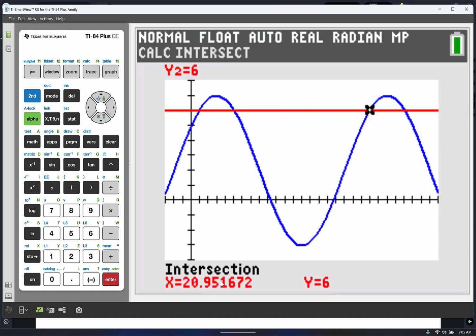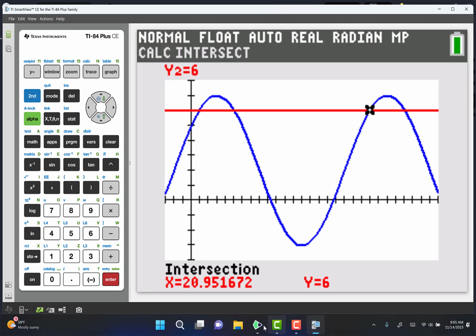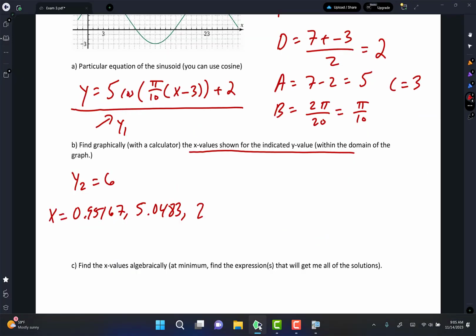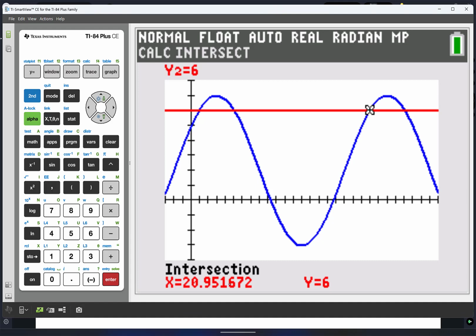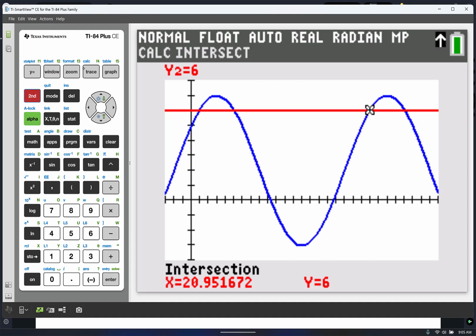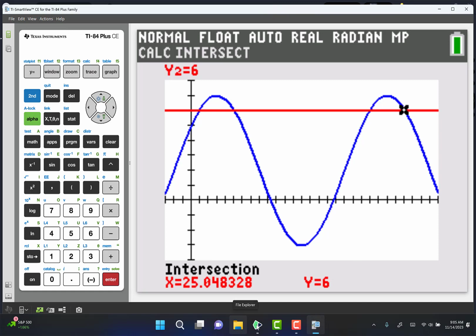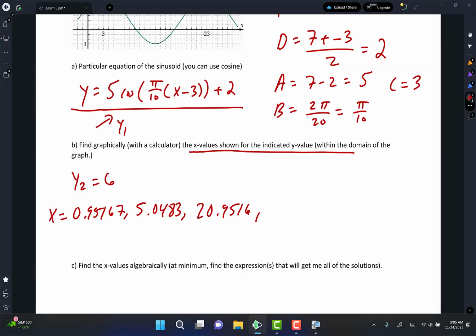Enter. 20.9516 or 17. 20.9516. That's truncated or rounded. Yeah, I probably should have used 17. That's fine. Second, calculate. 5. Enter. And then finally, 25.0483. There it is. What do you guys think?